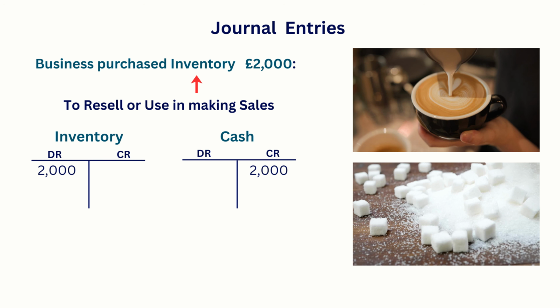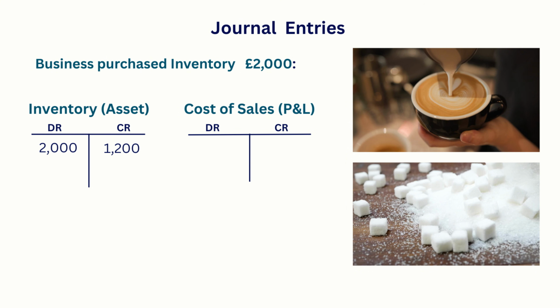Inventory only becomes an expense when it's used or sold. So when we make a sale, we don't expense the full £2,000. We only expense the portion that was actually used to generate revenue. This is called cost of sales. Let's say out of the £2,000 inventory, £1,200 was used to make coffee this month. Then £1,200 becomes an expense, called cost of sales. £800 remains as inventory, which is an asset.